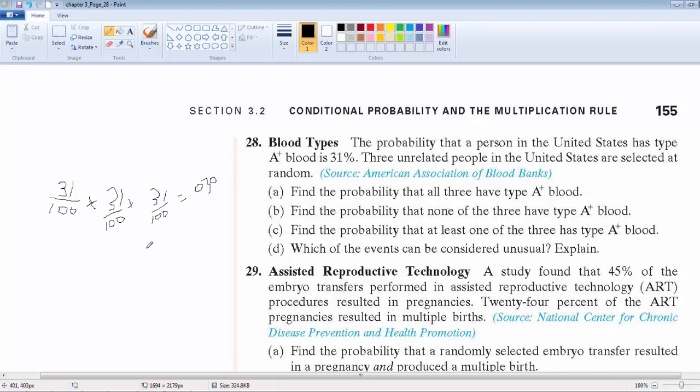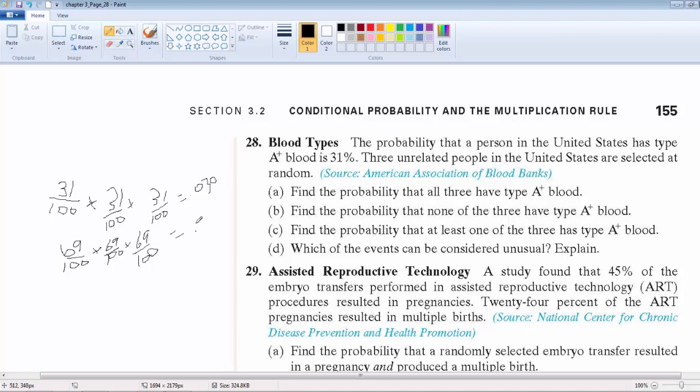What's the probability that none of these people have type A positive blood? Well, if there's a probability that 31% have type A positive blood, then there's a 69% chance that they do not have A positive blood. Well, 69% is 69 over 100. So this would be 69 over 100 times 69 over 100 times 69 over 100. Again, this would be solved through the use of a calculator. As you're going to notice in this case, it's 0.329.